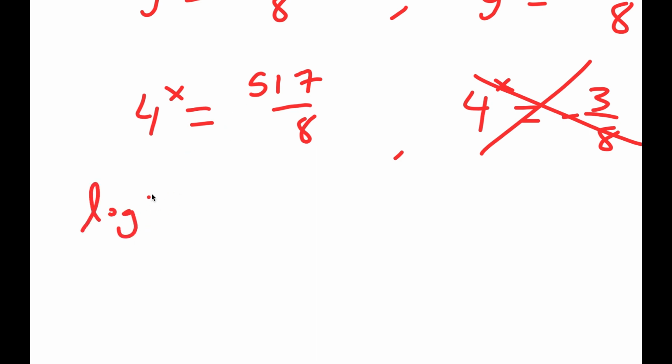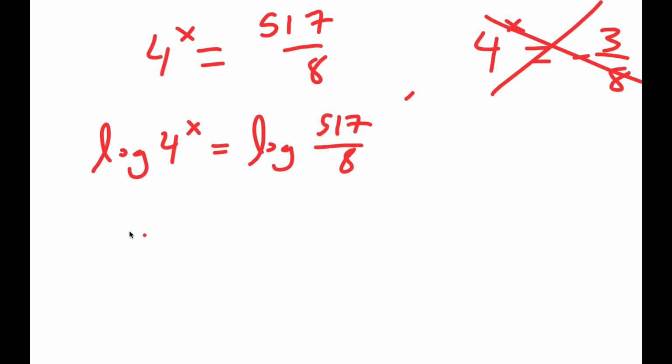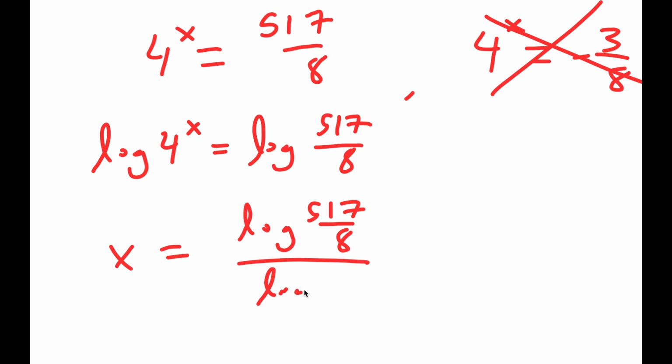And to solve this, I'm going to take the log of both sides, so I get log 4 to the power of x is equal to log 517 over 8, meaning x is equal to log of 517 over 8 over log of 4.